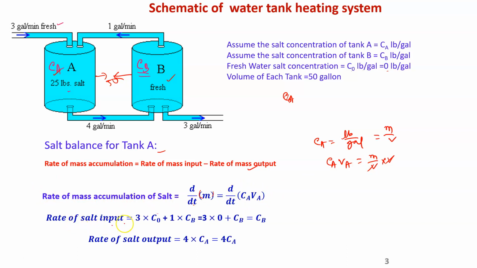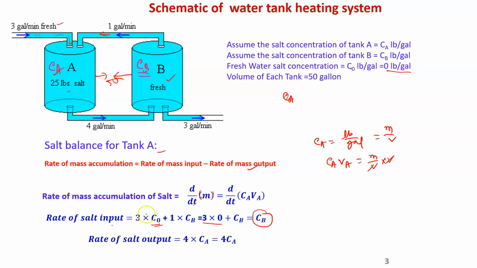Now the rate of salt input: for tank A, as no salt is coming with the fresh water, we can write 3 times C0, where C0 is 0 pounds per gallon, plus 1 times Cb, because another inlet is here and we assume the concentration of B is Cb. So that is 1 times Cb. Since the fresh water salt concentration is 0, you can write 3 times 0 plus Cb. So ultimately this is 0, only Cb.